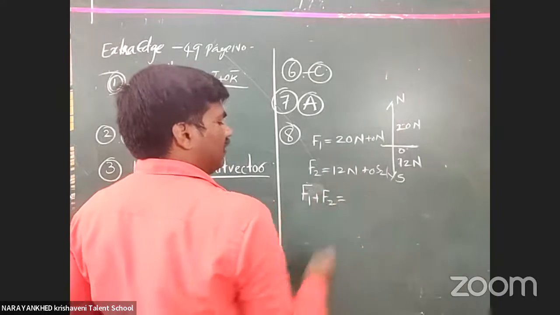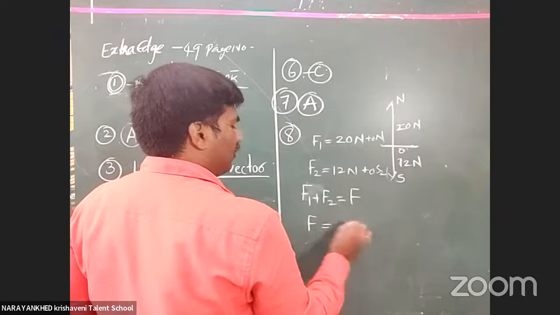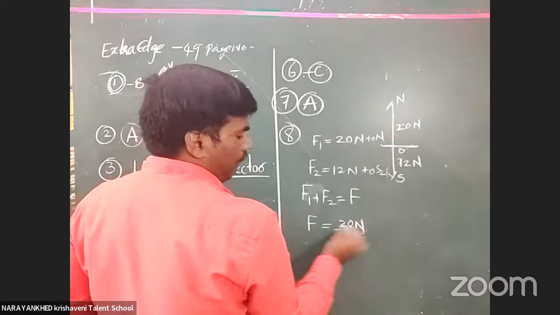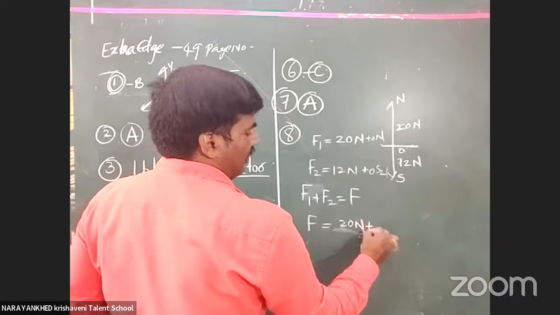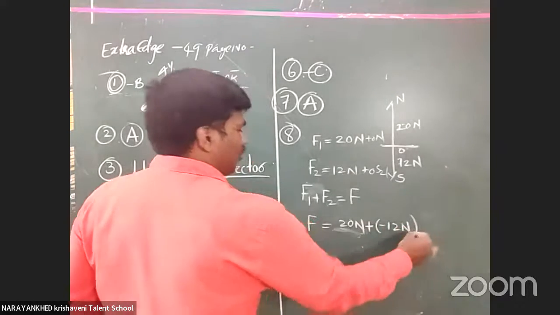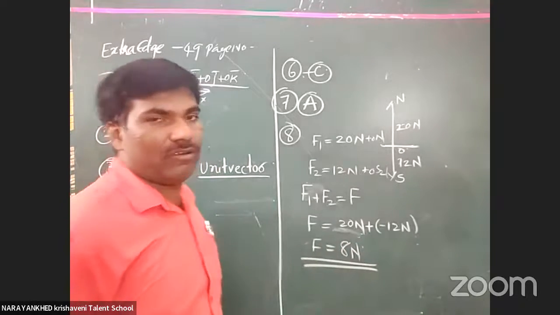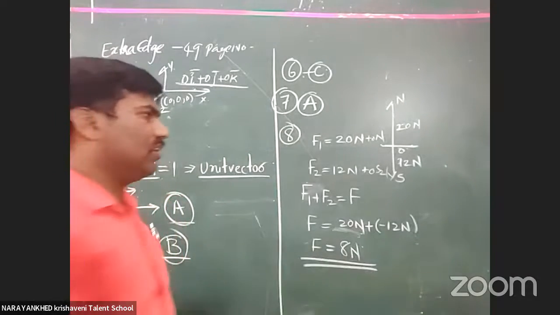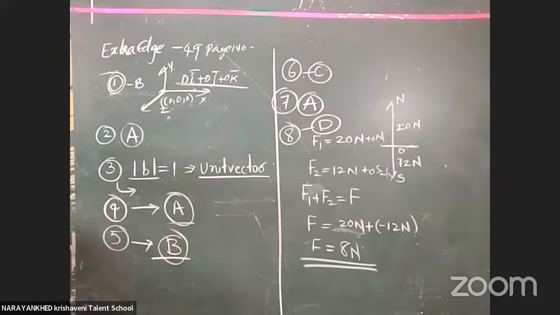Then it will be written as F1 plus F2 becomes the resultant vector F. Then F is equal to 20 Newtons. In case you have taken a plus for 20 Newton, you have to take a minus for F2. Minus 12 Newtons. Automatically it becomes 8 Newtons. Clear or not? Plus 8 Newtons. The resultant is plus 8 Newtons. Okay, the answer is D. Please note down all these things. All the students, please note it down.